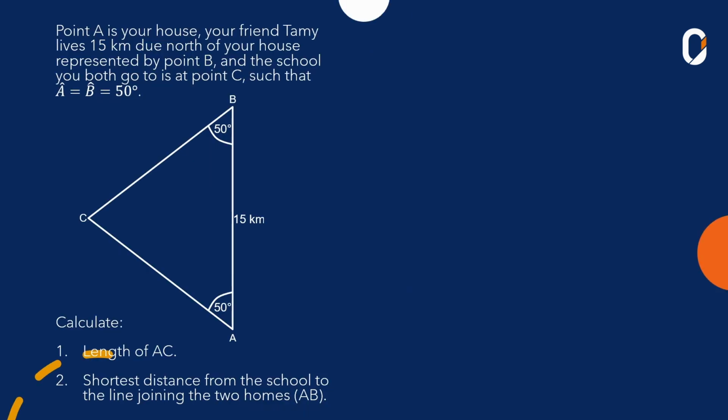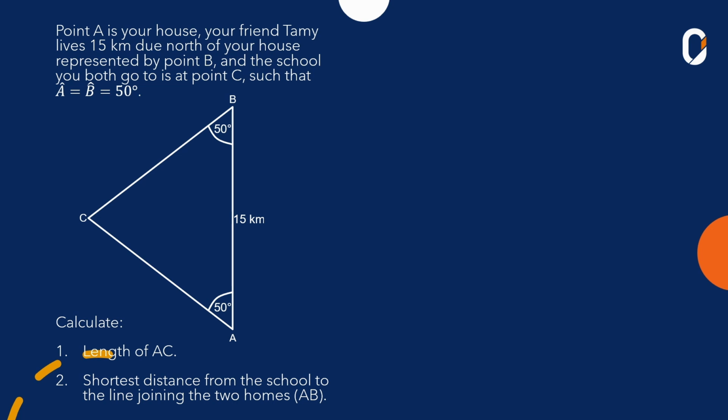Let's get to it. Point A is your house. Your friend Tammy lives 15 kilometers due north of your house, represented by point B. And the school you both go to is at point C, such that angle A is equal to angle B, and they are both equal to 50 degrees. Calculate the length of AC and the shortest distance from the school to the line joining the two homes.